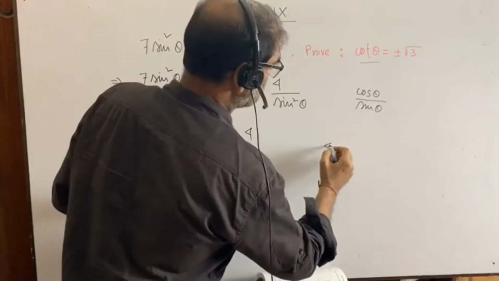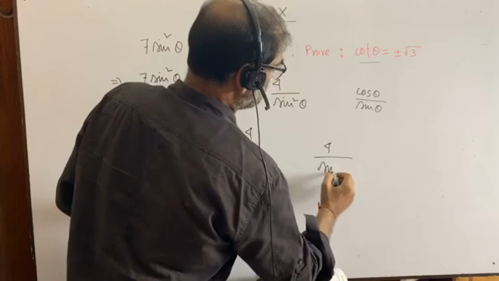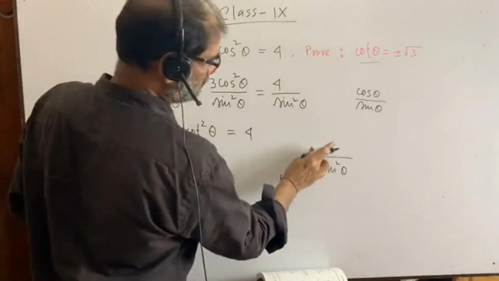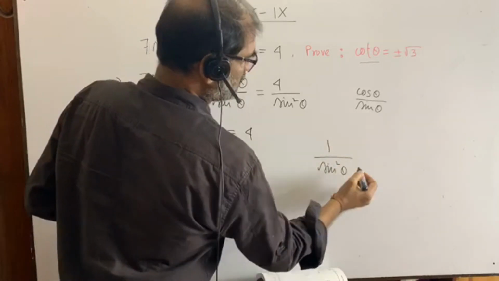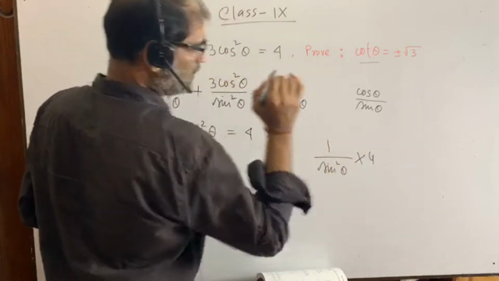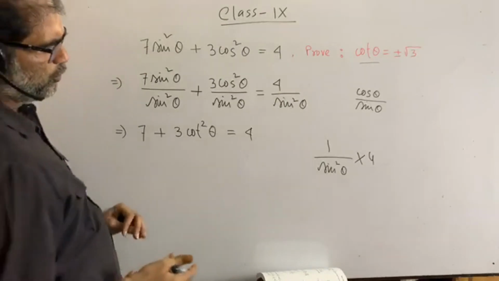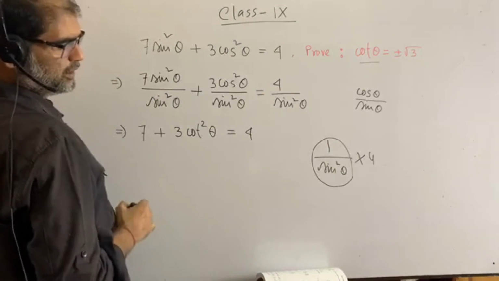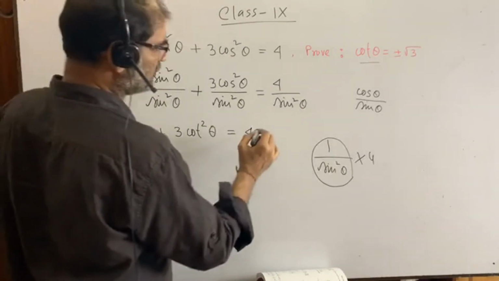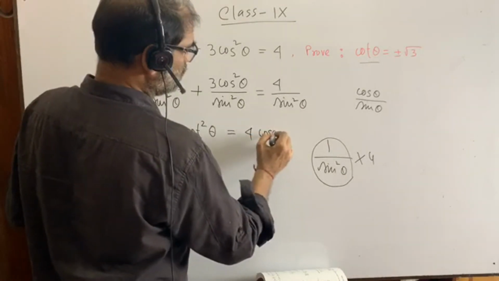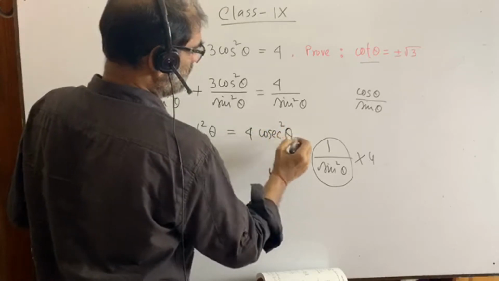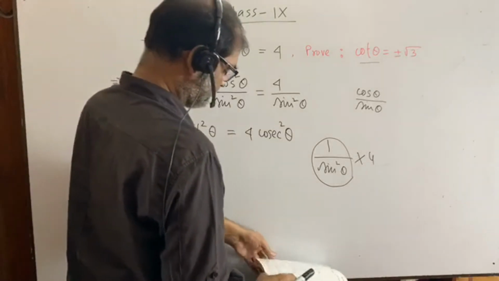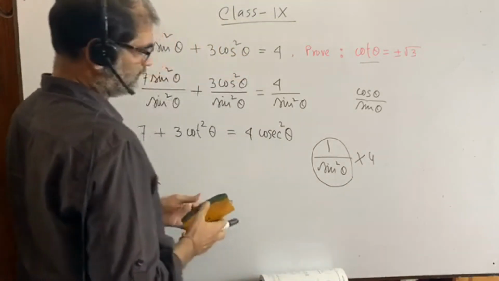Here we are getting 4 by sine square theta. What is meant by this? It is 1 by sine square theta into 4, right? So we know 1 by sine theta is equal to cosec theta. So 1 by sine square theta will be cosec square theta, and this 4 has been kept as it is. I think you have got it.